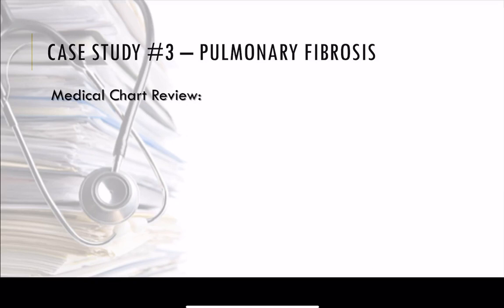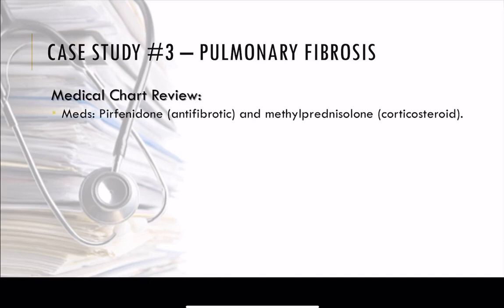All right, let's do a chart review on our 54-year-old patient who has been admitted in acute distress with severe shortness of breath, dizziness, and confusion. Best thing we can do is a thorough medical chart review. Let's look at the drugs that he is on. He has a past medical history of pulmonary fibrosis. So he is on an antifibrotic that is trying to slow the progress of that abnormal wound healing of pulmonary fibrosis. And he's on a corticosteroid.